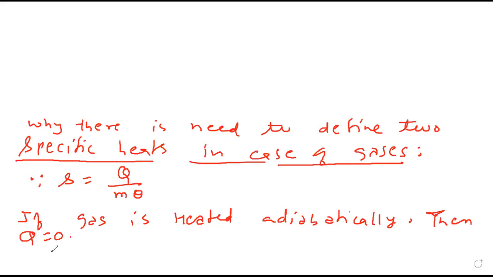So our specific heat capacity is 0 upon m theta. What is 0 upon anything? Zero. So when gas is heated adiabatically, by the formula there is no specific heat capacity. That means no need to supply heat; it adjusts by itself. Please copy this much.